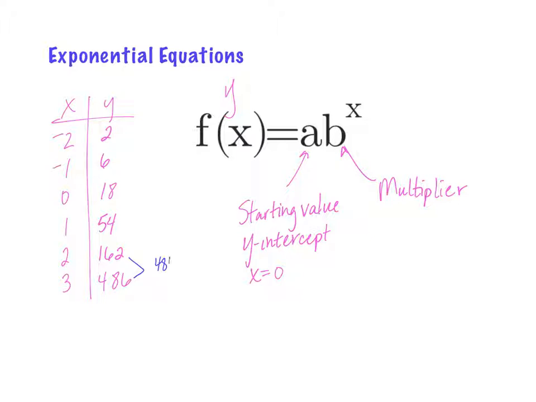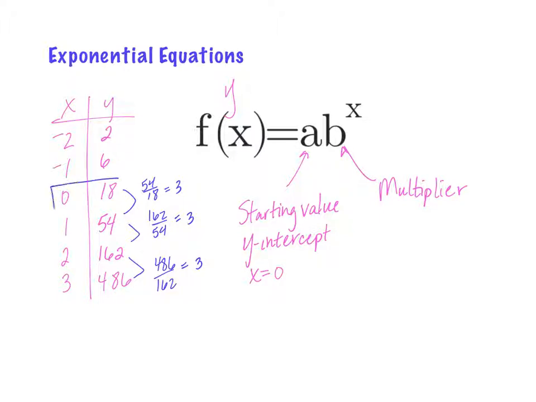So 486 divided by 162, 162 divided by 54, 54 divided by 18. All these things should give me 3 because I multiplied by 3 to get the other direction. So all of these things all equal 3. And that would be my multiplier in this case. So that would be my b value.